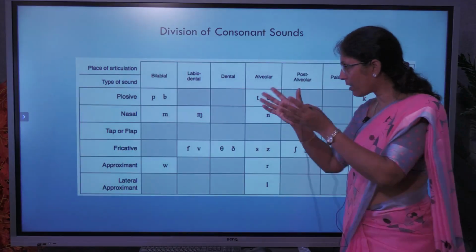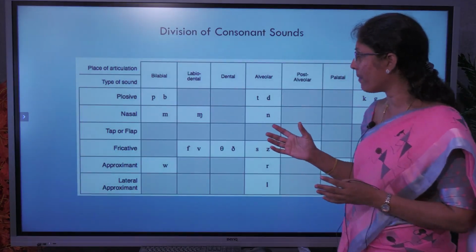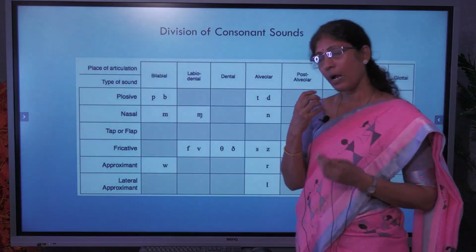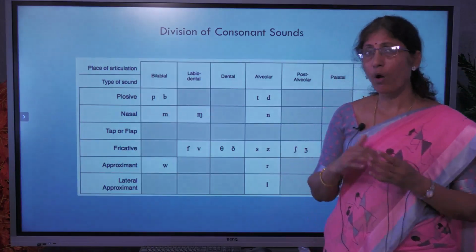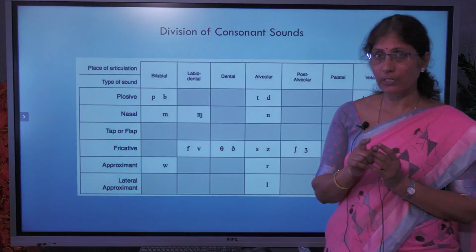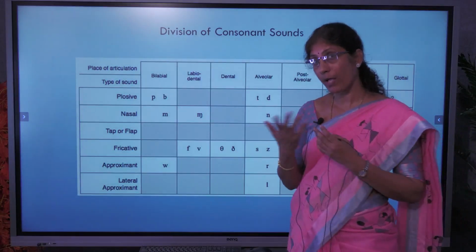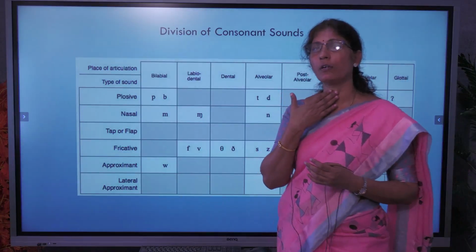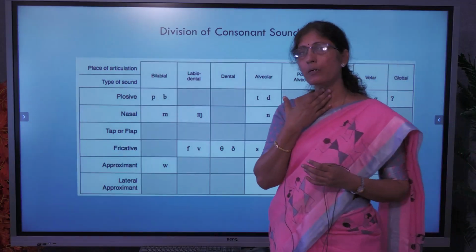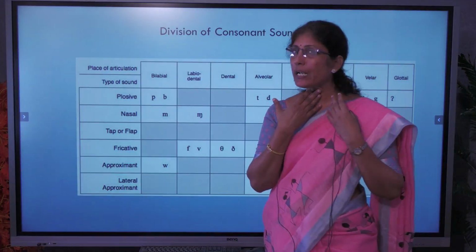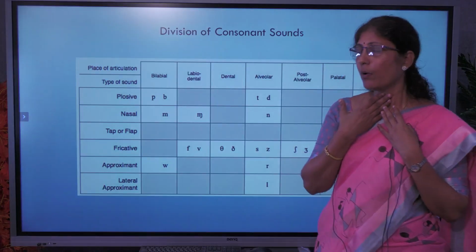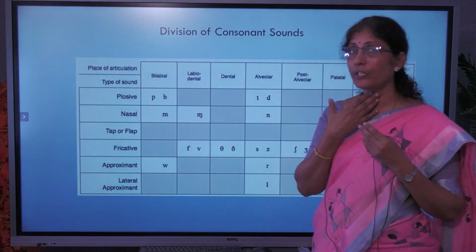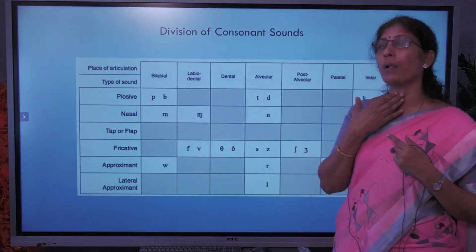They have similar sounds. Suppose you take p and b: we use the same mouth organs, and air is also released the same way, but how can we differentiate? Keep three fingers on your throat and produce the sound p. You don't find any vibration, a soft sound. But when you produce b, you find some vibration or movement in the throat, in the Adam's apple.